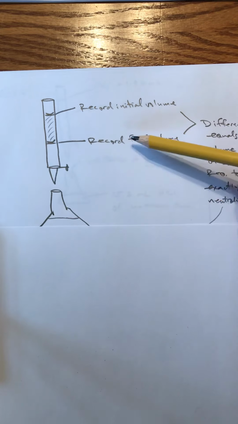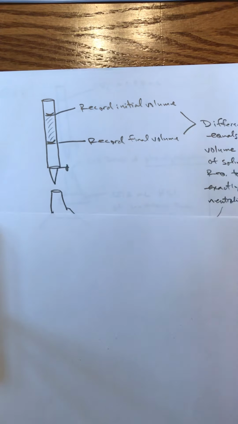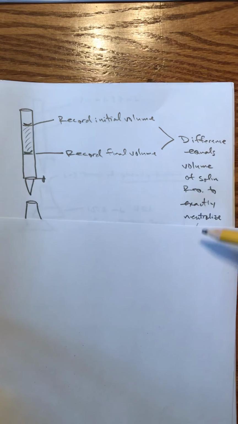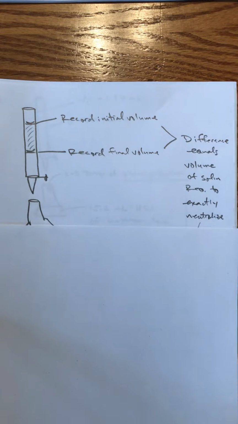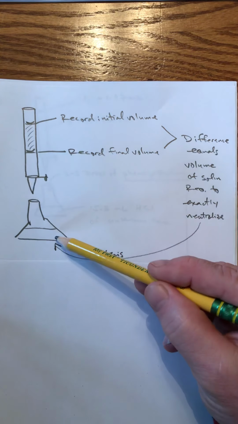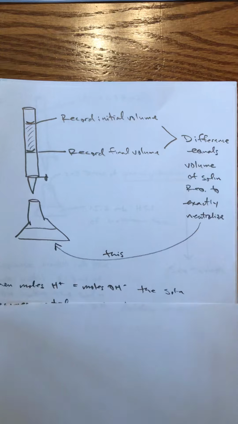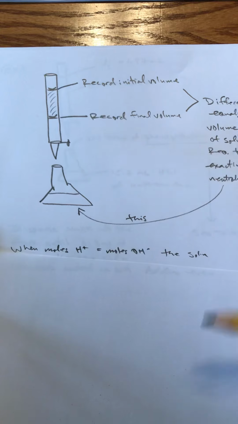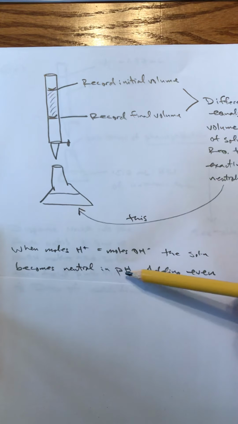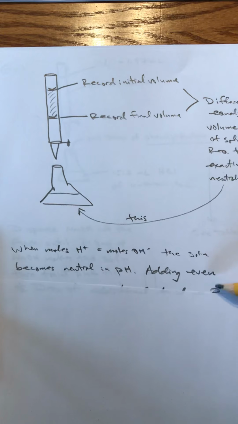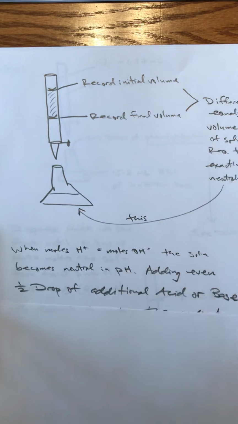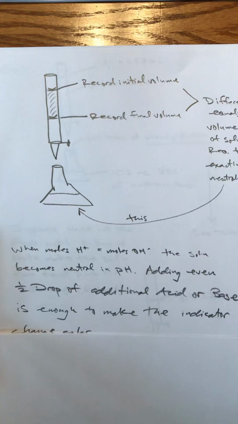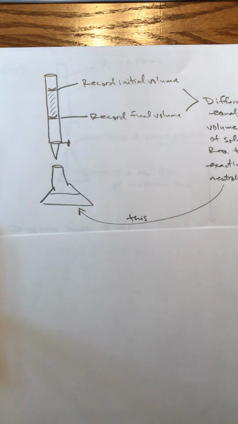You record the initial volume on your burette, and you dispense, and then you record the final volume, and the difference in volume represents the volume of the solution that you dispensed. That's how much volume you needed to exactly neutralize the volume that you had in the flask. When the moles of the hydrogen ions from the acid equal the moles of the hydroxide ions from the base, the solution becomes exactly neutral. It's pH 7. We'll talk more about pH later. If you add even half a drop of additional acid or base, you're going to make that indicator change color. Indicators, there are thousands of them.